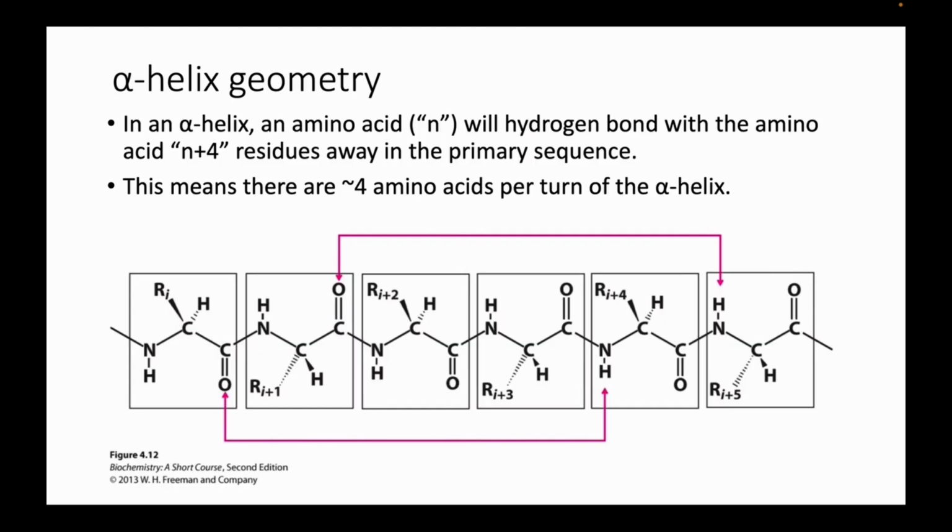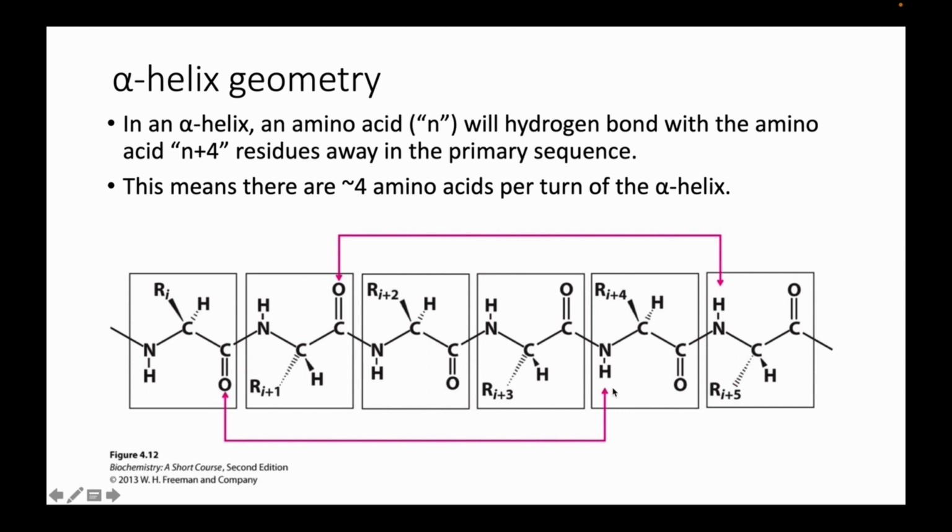In an alpha helix, they have this really specific repeating geometry because it is a helix. So we know that an amino acid, we're going to call it N for a second, let's call this first one N, will form a hydrogen bond with the amino acid N plus 4 residues away. So this is N plus 1, 2, 3, 4. So that means this carbonyl is going to form a hydrogen bond with this amine.